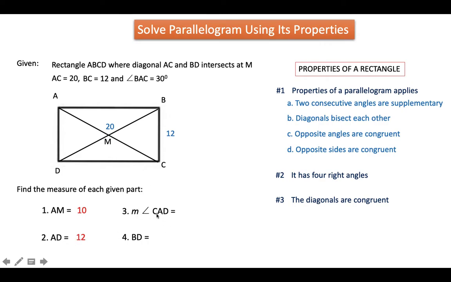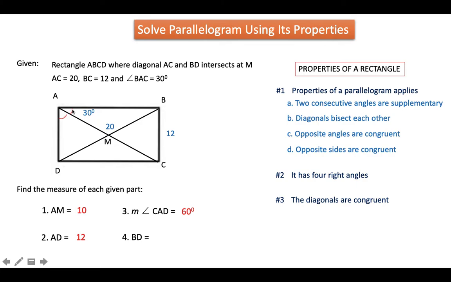For the measure of angle CAD, we are referring to this angle CAD. What we know here is the angle BAC. We are referring to this angle, and this angle is given, which is 30 degrees. If this is 30 degrees, the other part must be 60 degrees, so that 60 plus 30 makes 90.